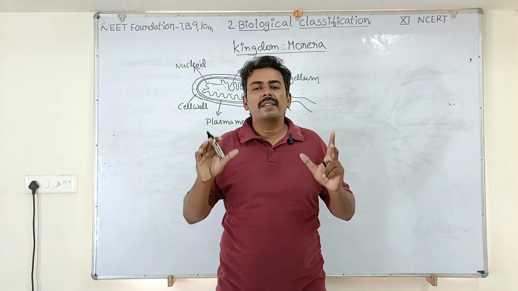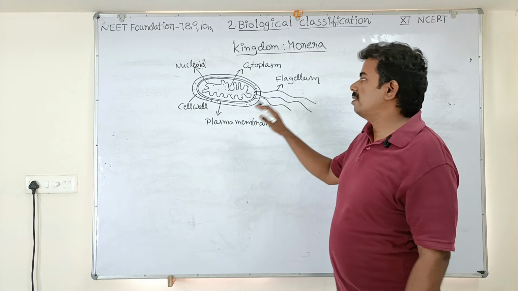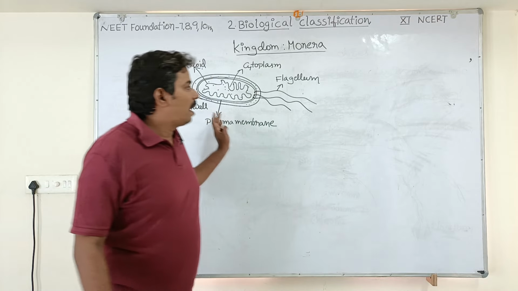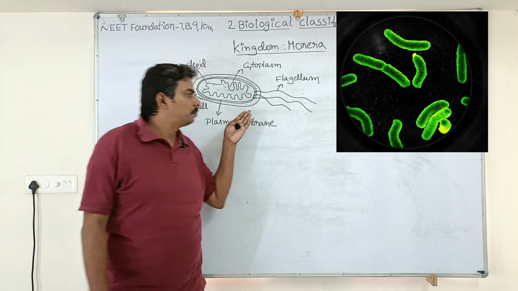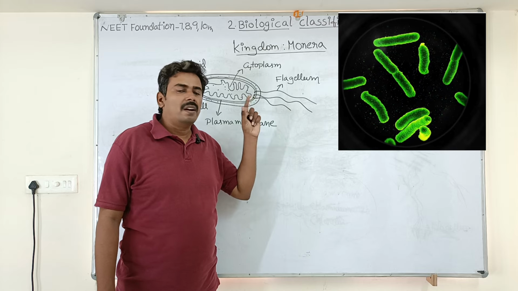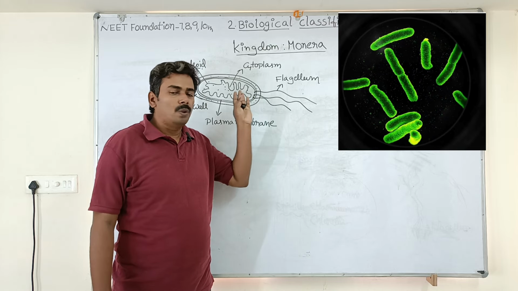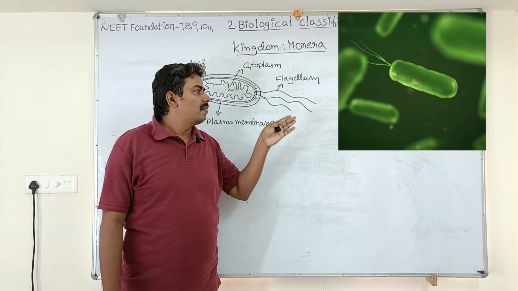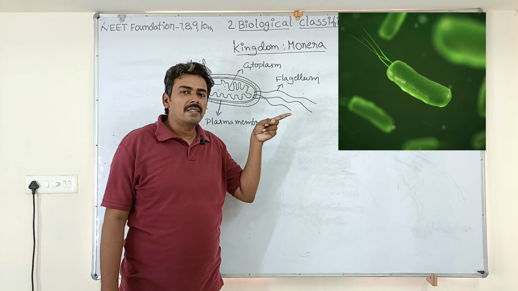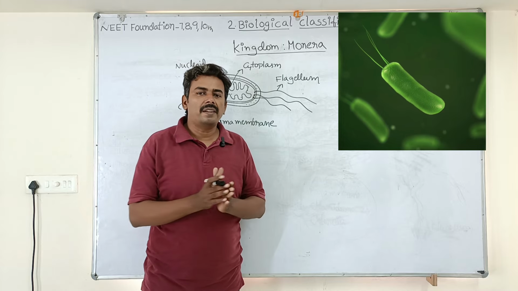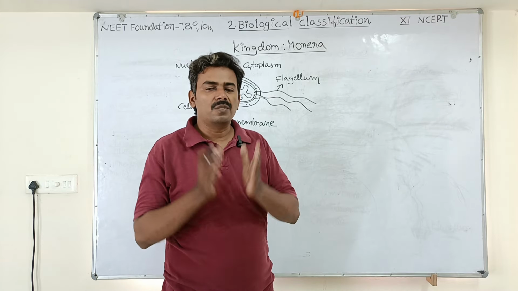All the bacteria will have more or less similar type of structure. Now you can see the video of bacteria here. You can see how the bacteria looks like. When you look under the microscope, the bacteria will look like this. It will have the prokaryotic cell body and it will have the locomotor structures called flagella. Now we will see how this bacteria will obtain its nutrients, its food material.